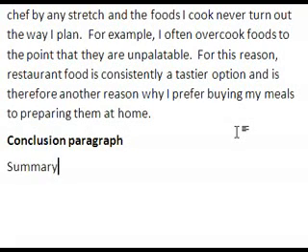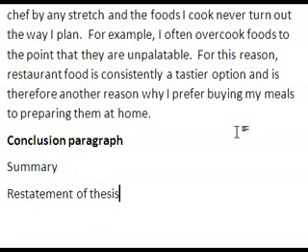The first is a summary, and this is a summary of supporting paragraph 1 and supporting paragraph 2. So the 2 topics we talked about in there, that comes into our summary. The second is a restatement of thesis. So we're going to say our thesis again in different words.